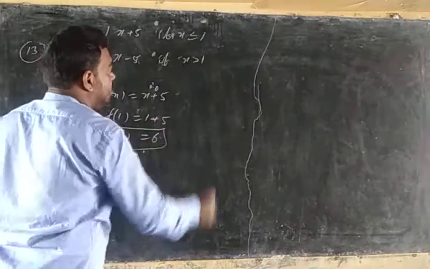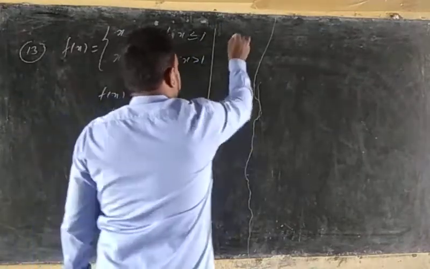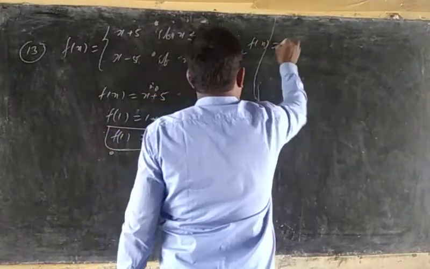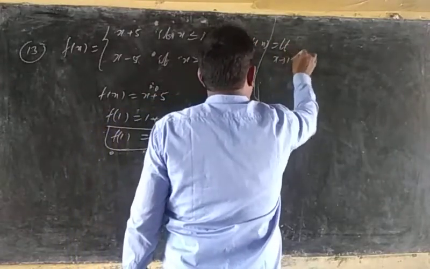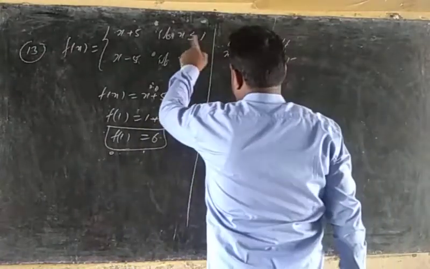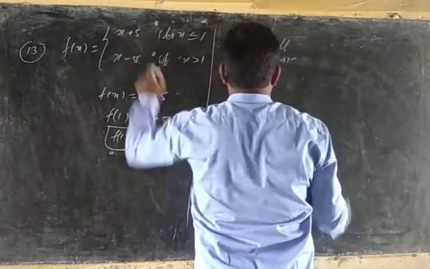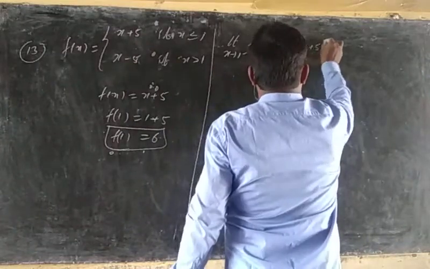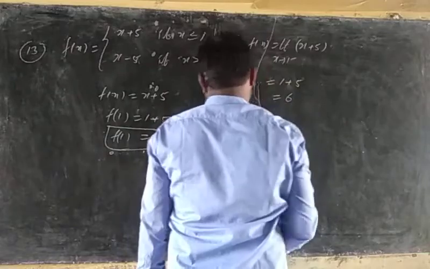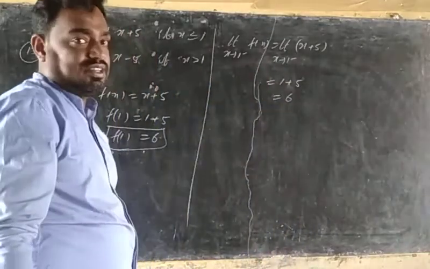Now, left hand limit. Limit x tends to 1 minus of f of x. 1 minus means x is less than 1. When x is less than 1, f of x is defined by x plus 5. This is equal to 1 plus 5, which is 6. Left hand limit value is 6.